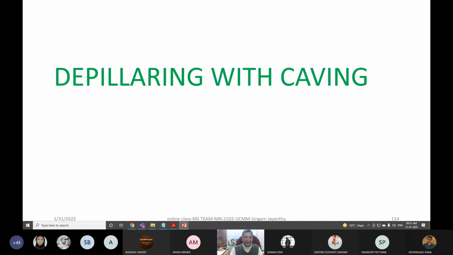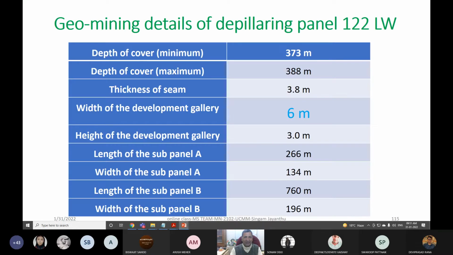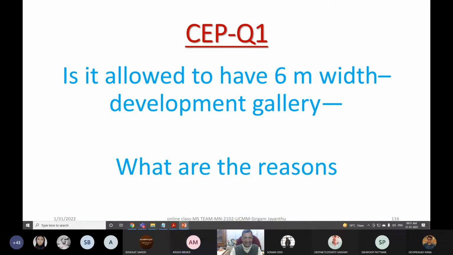ठीक है. अभी कौन बताया जी, आपका नाम भी बोलने के लिए बोल रहा था बीच में. Sir, Ayush Meher. Ayush has given a very good idea.